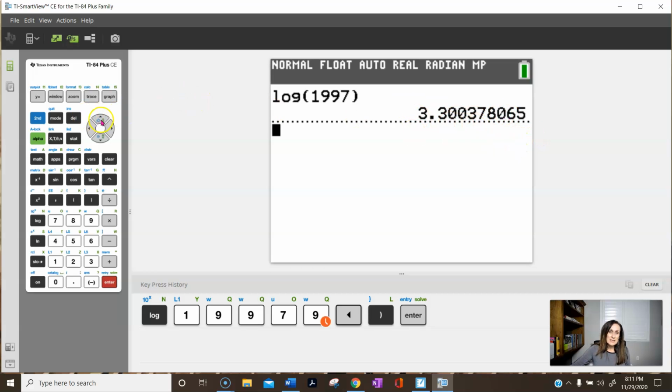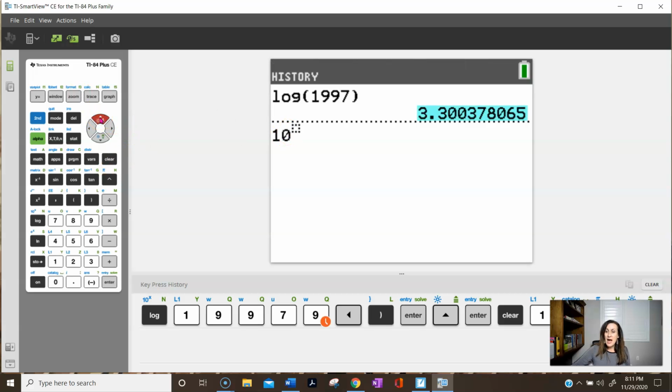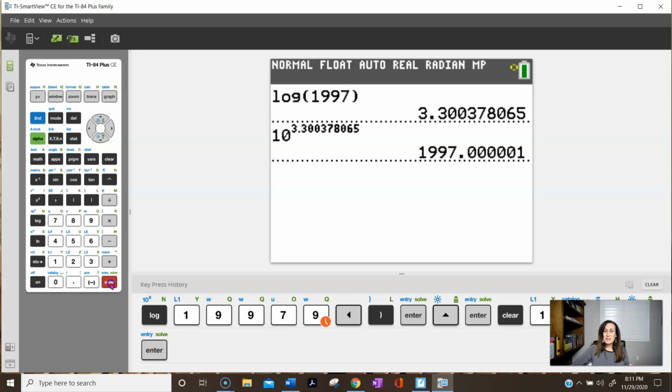Now you can arrow up, highlight that value, and hit enter, which brings that value back down. One thing you could try is to take 10, use the raise-to key above the divide sign, then arrow up, highlight that decimal, 3.300378065, and hit enter. It brings it down a line, and now you can hit enter again and see how close I am to 1997.